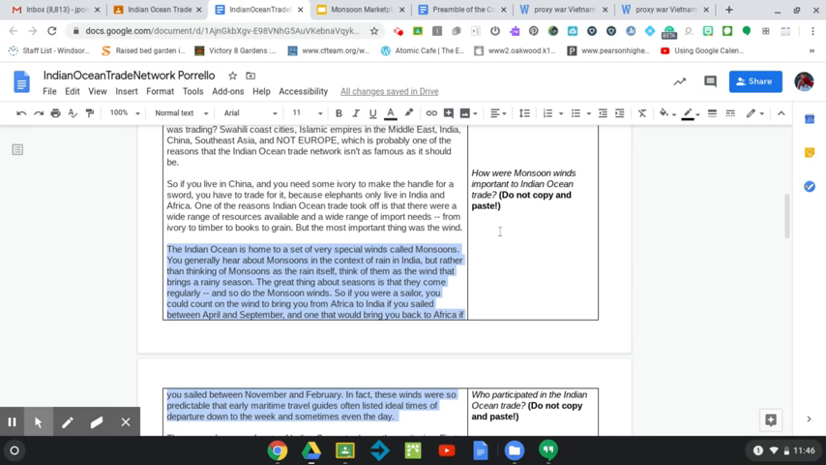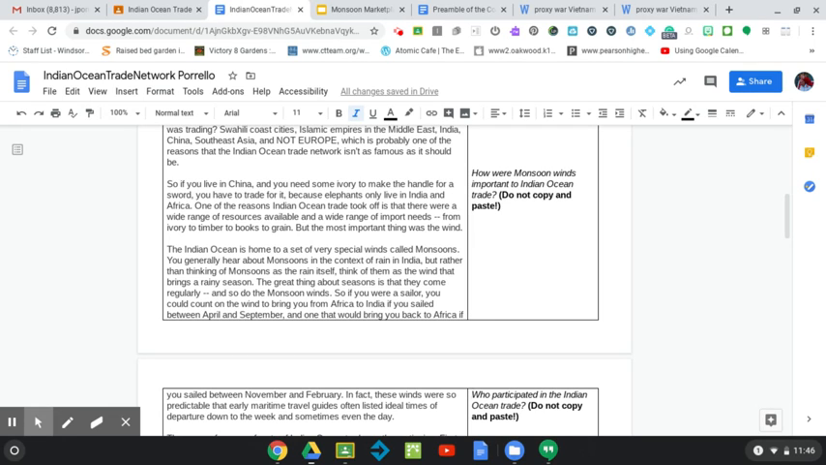All right, so let's answer this question. How were monsoon winds important to the Indian Ocean trade? Well, you could see they were, as a sailor, very predictable. So you knew exactly when you needed to have your boats ready to sail from, say, Africa to India, because you knew between April and September, these monsoon winds would be blowing in that direction. So that's why monsoon winds were so important for trade.